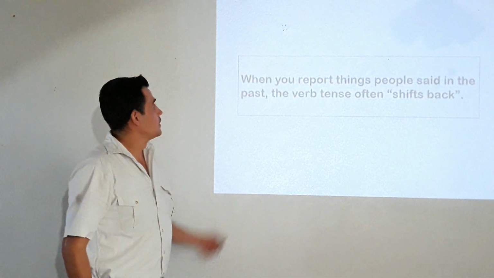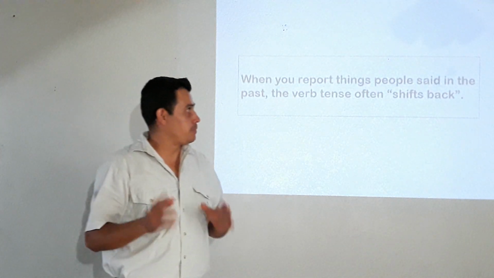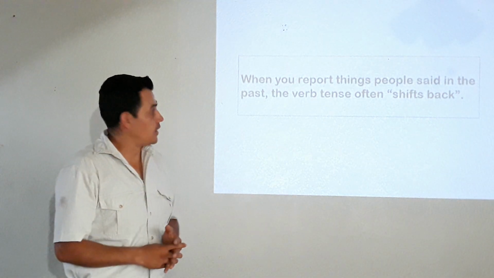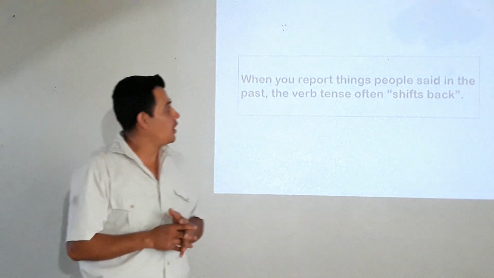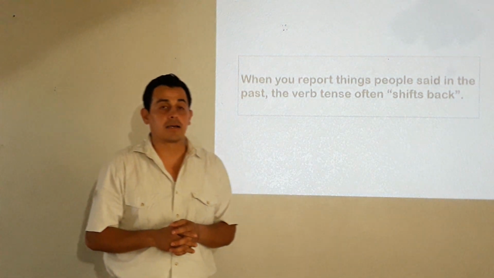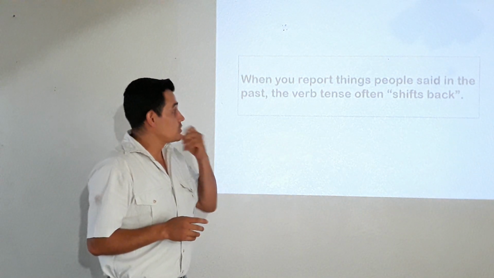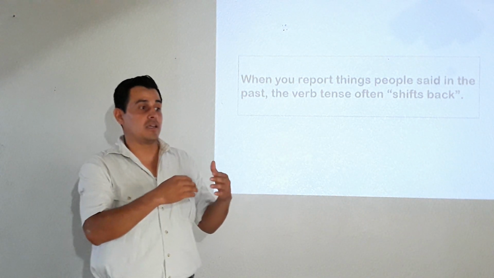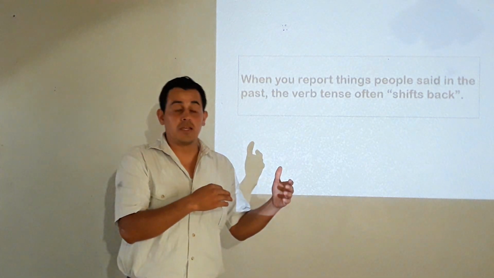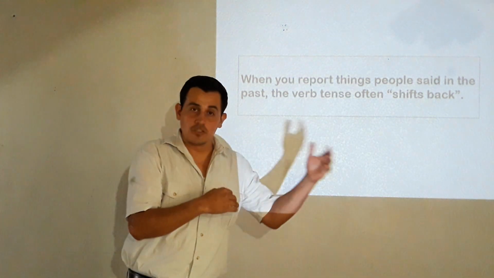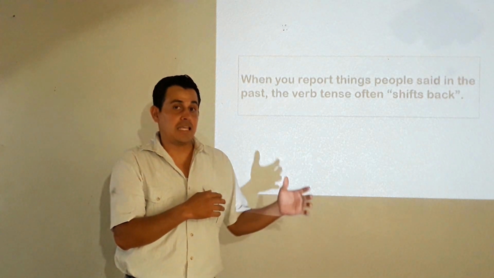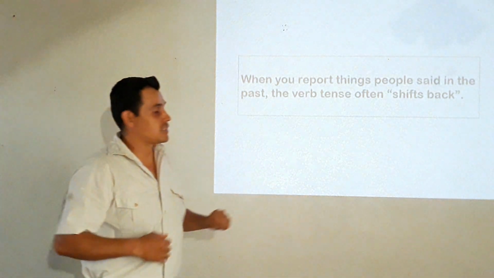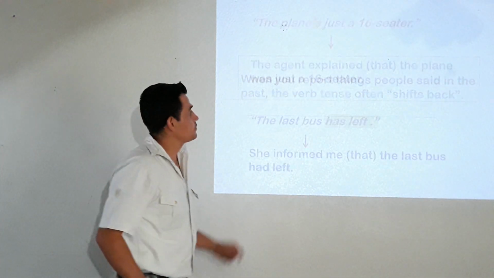And to start this presentation, I'm going to tell you a little bit about the reported speech. When you report things people said in the past, the verb tense often shifts back. This means that if you say something in the past, you have to say it again in the past, or you may have to change it to the past perfect. It doesn't stay in that same tense. Let's look at some examples here.